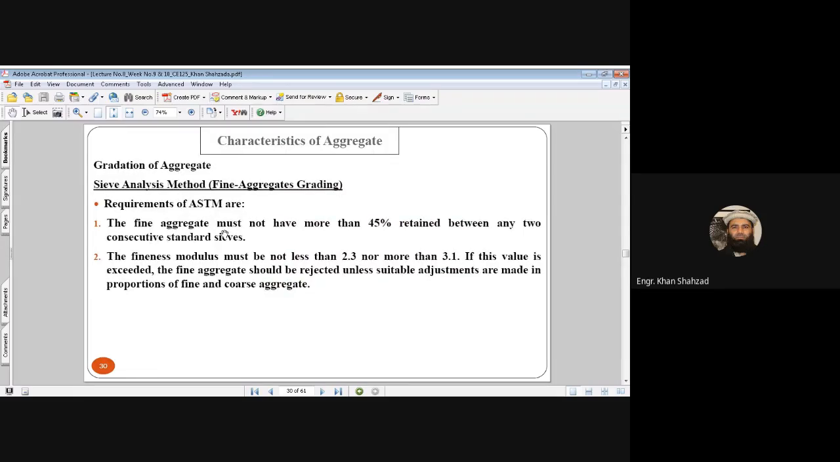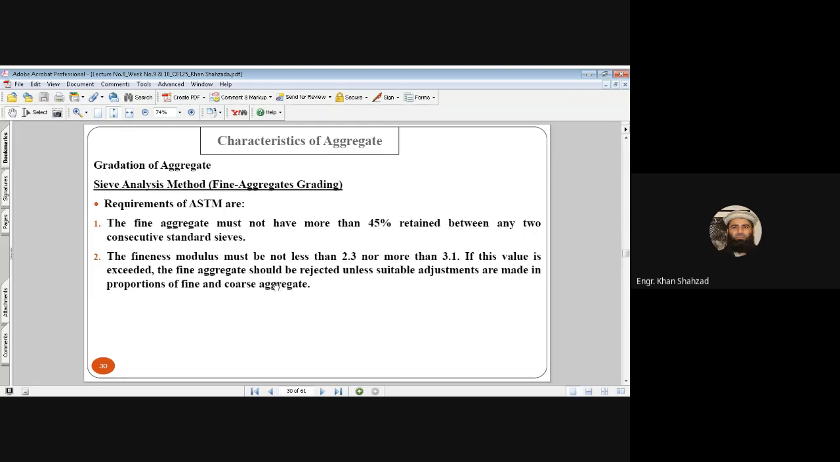Requirements of ASTM are: the fine aggregate must not have more than 45% retained between any two consecutive standard sieves. So these are the requirements of ASTM, that between two consecutive sieves of fine aggregates, the retained shall not be more than 45%. The fineness modulus must be not less than 2.3 nor more than 3.1. I will explain how you can calculate the fineness modulus, but for fine aggregate it varies from 2.3 to 3.1. If this value is exceeded, the fine aggregates should be rejected unless suitable adjustments are made in properties of fine and coarse aggregate.